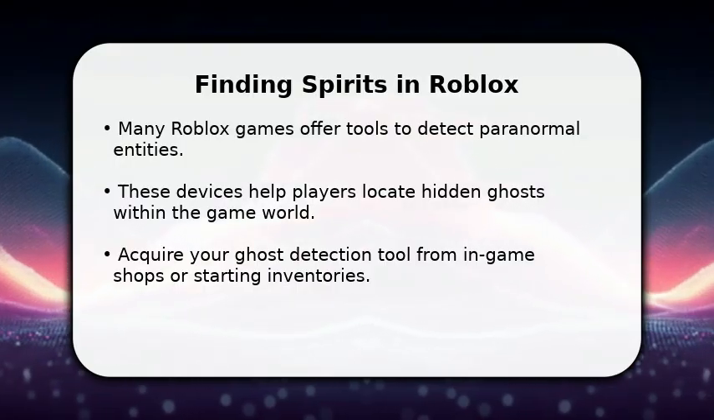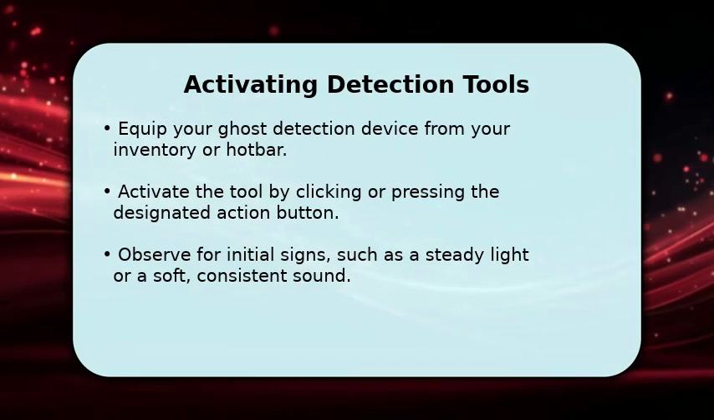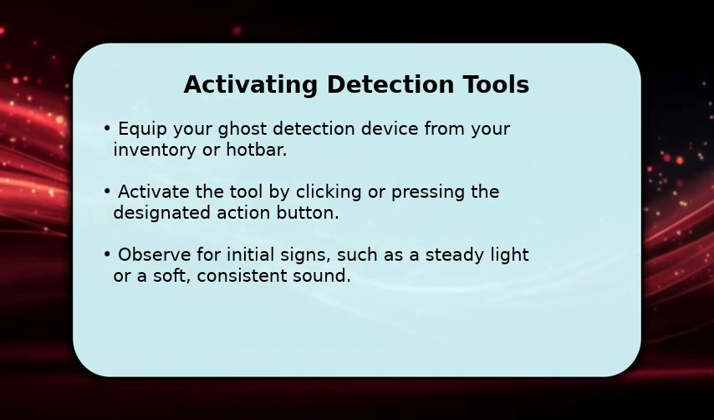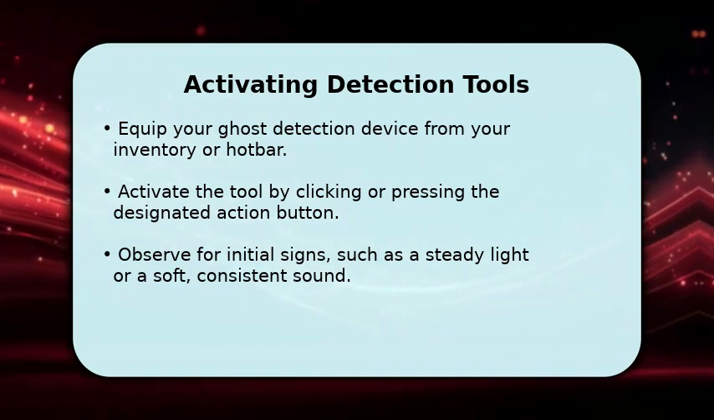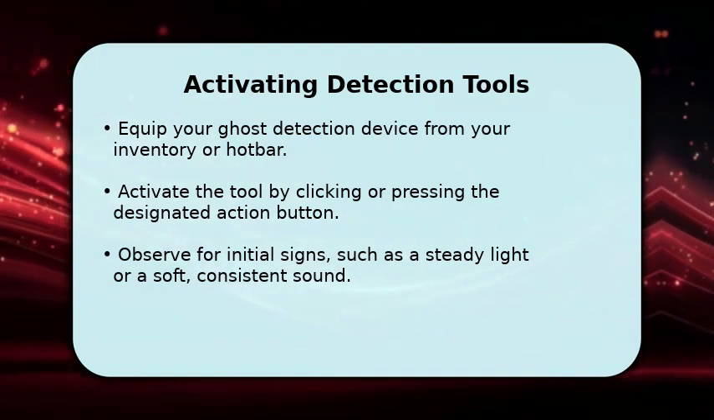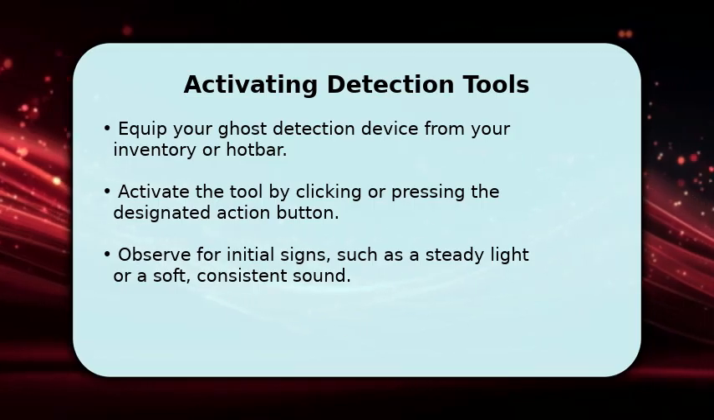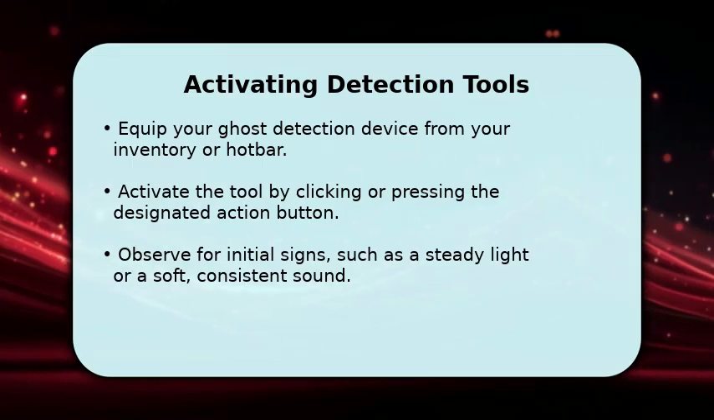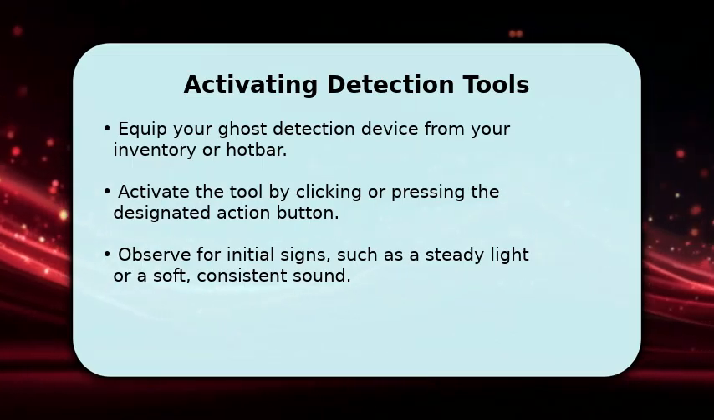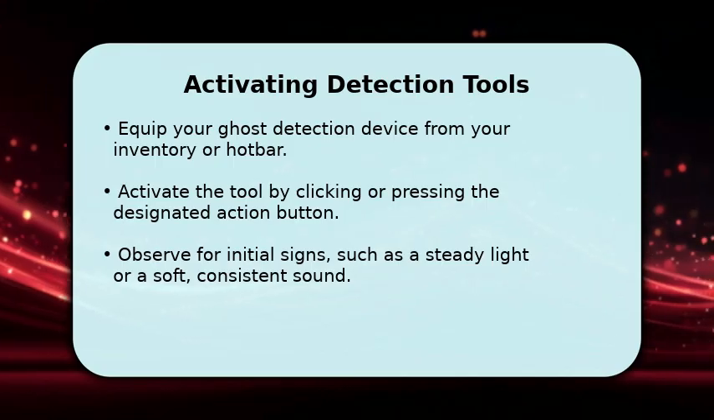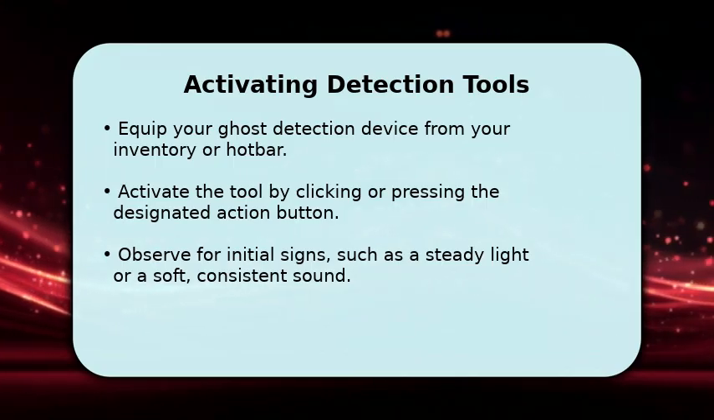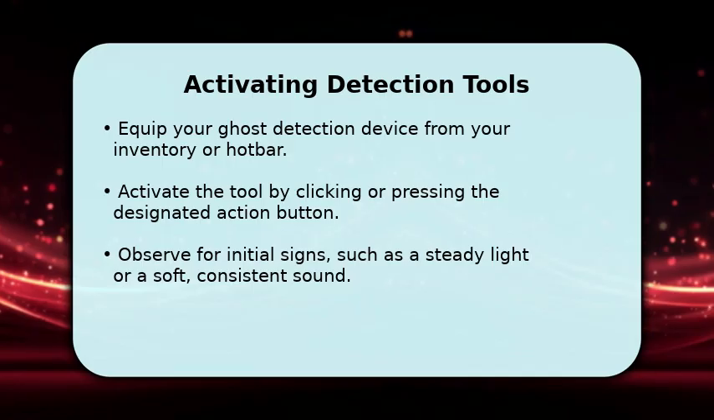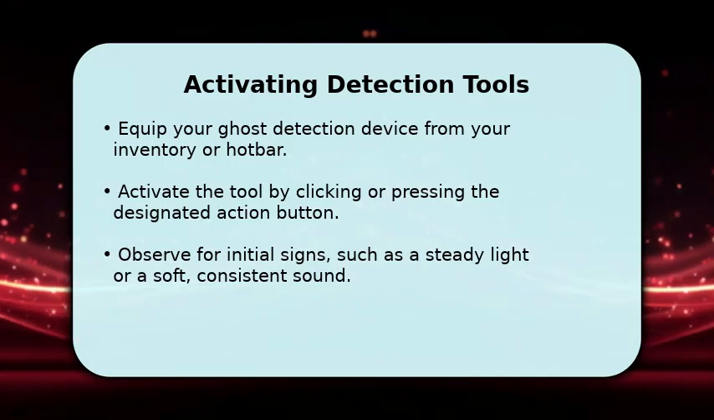and exciting. Once you have your ghost detection tool, the next step is to equip it. Simply open your inventory or hotbar and select the device. To activate it, you will usually click your mouse or press a specific button, depending on the game's controls. Look for initial indicators, like a gentle glow or a low, steady hum, which confirm your device is powered on and ready to scan for paranormal activity.